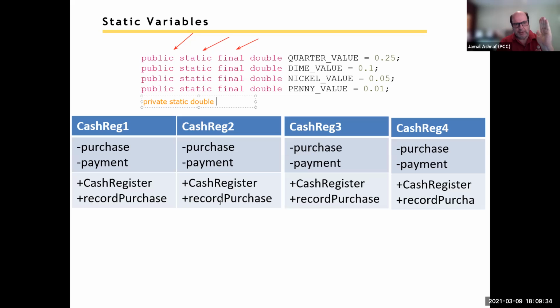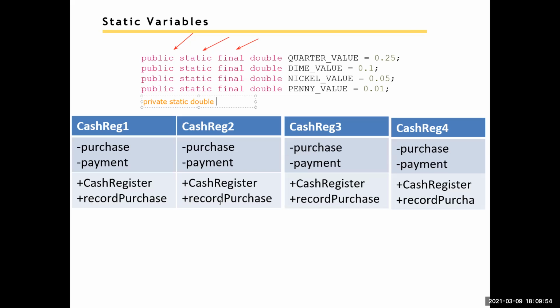So I can make it public to be sure other objects can use it. Static means it's shared between all the objects I'm going to create from the same class. Final means you cannot change it. Okay, thank you. You good?